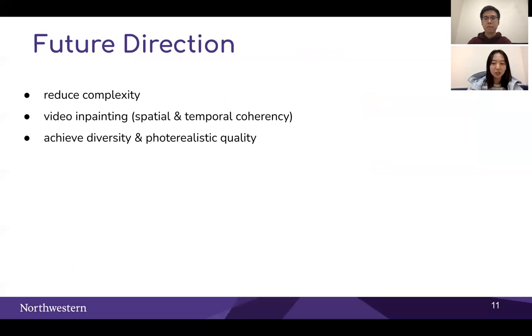Future directions include reducing the complexity of algorithms and achieving more diverse results. Some tasks need more results than a single image. Video is also a more complex task because it has to achieve both spatial and temporal coherency. That's all for our presentation. Thank you for listening.